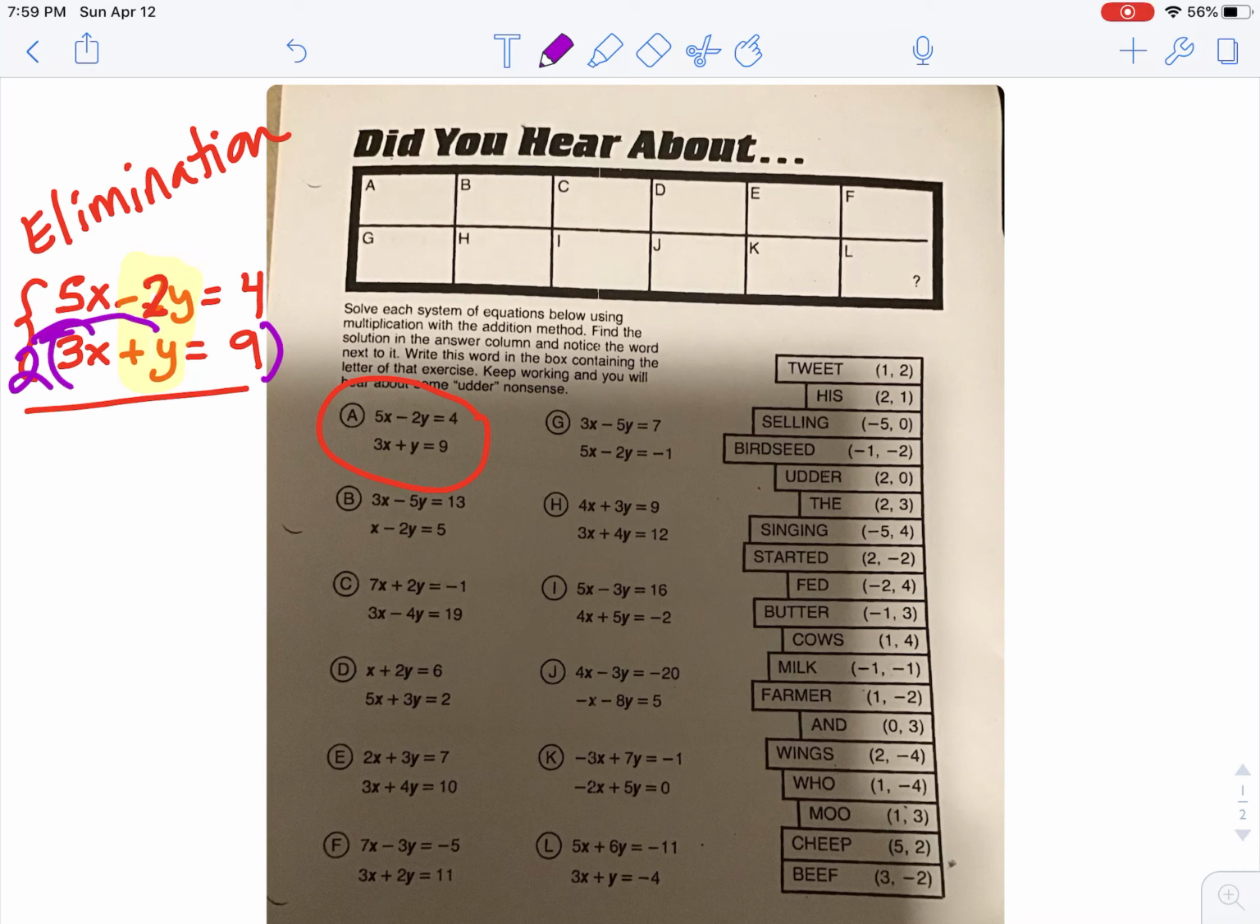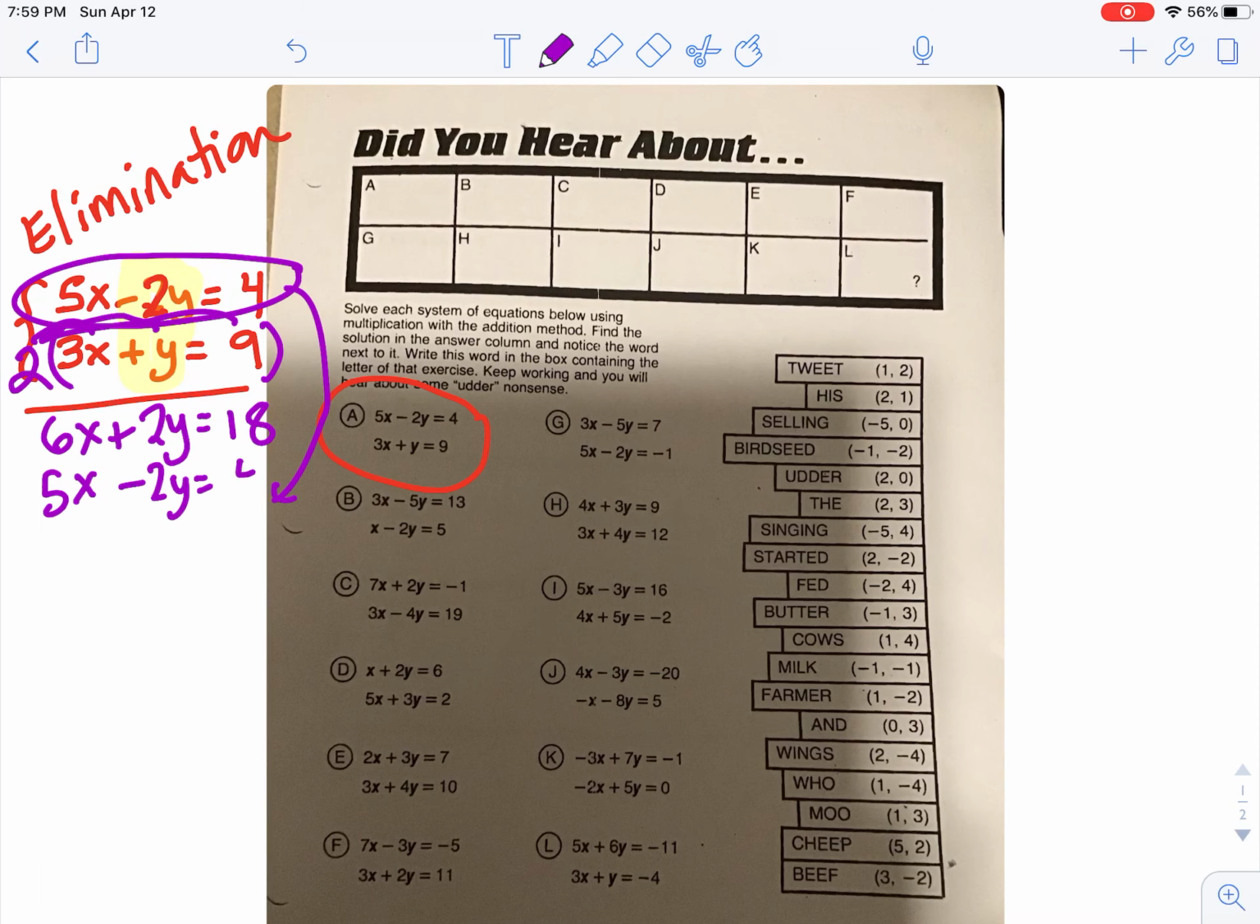So that second row, I'm going to distribute a 2 to everything. So 2 times 3x is 6x, plus 2 times y equals 18. And then that first row, I'm just going to bring it back down here so we can have it close by. 5x minus 2y equals 4. Just copy that. All right, so what cancels out? The y's, goodbye.